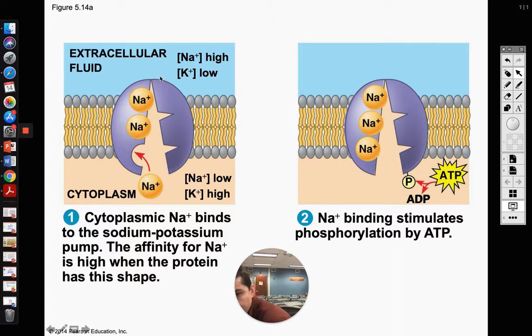So here's what happens. In our carrier protein here, we are going to fit 3 Na into our protein, and we are going to transport them out of the cell. Now, Na is in low concentration already inside the cell, but we're transporting it out. So we're going from an area of low concentration to an area of high concentration. That's why this is called active transport. In doing so, we need to use ATP over here, our energy guy, to get that Na out of the cell.